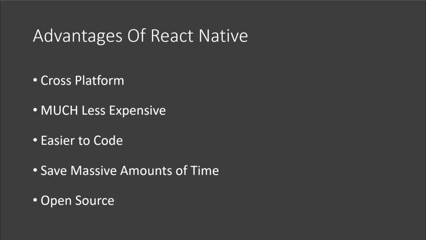Alright, and obviously it's much easier to code. JavaScript is much easier than those high-level compiled languages. You save massive amounts of time. Even in development itself, there's no compiling. You don't have to keep recompiling every time you make a change. It just updates, and you can constantly see your updated work. It's also open source, and of course, React Native is free. Alright, so these are all some really nice advantages to using React Native over a real native app.